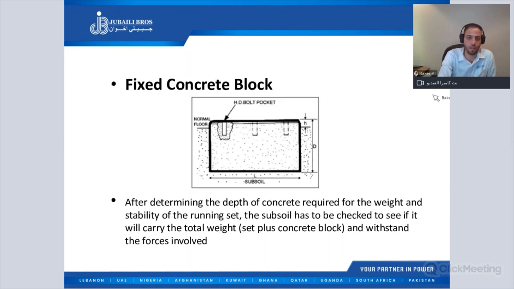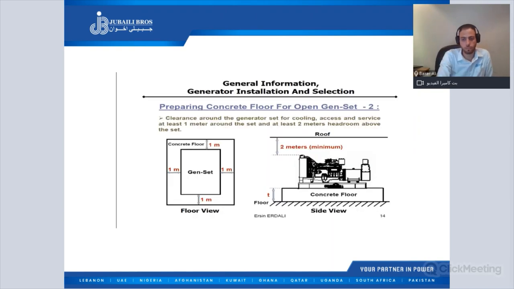Again, I mentioned that before installing the foundation, we have to check the subsoil at the site and check if this subsoil can take the weight of the generator set plus the foundation. If you have any doubt about the subsoil, take the advice from a civil engineer regarding this. So this is general information.